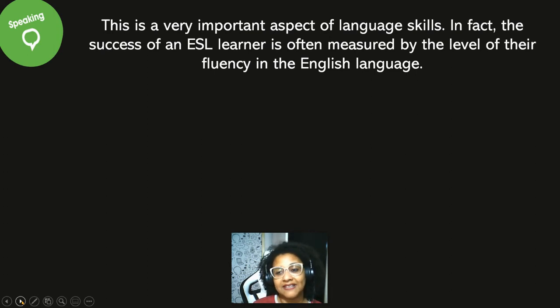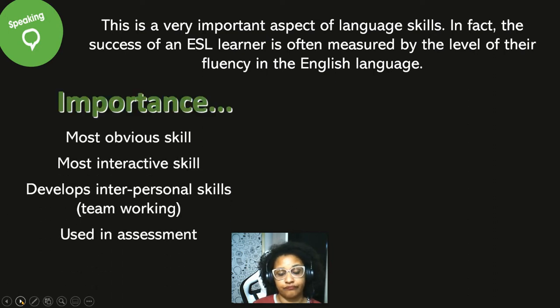It's a very important aspect of language skills. In fact, the success of an ESL learner is often measured by the level of their fluency in the English language. So how much they speak is important to them. It's really important to them. So it's the most obvious skill. It's the most interactive skill, something they can show off.